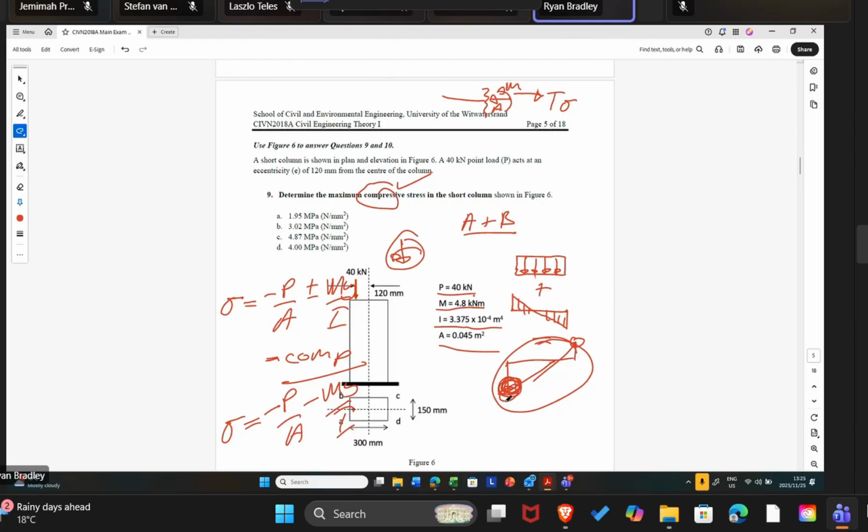And we have to understand that I've asked for compression. Compression is negative. I've also asked for the maximum compression. The maximum compression occurs on this part of the structure because the force is on that side of the structure. So in this problem, we apply this equation to get to the correct value.